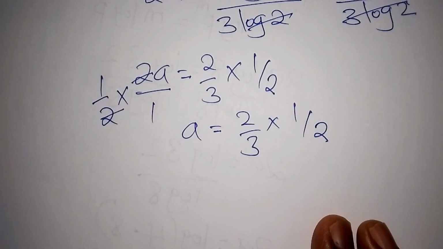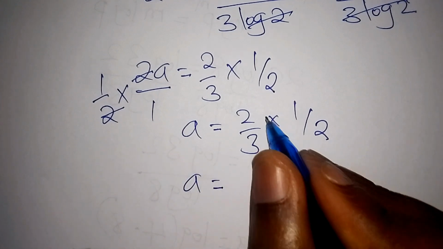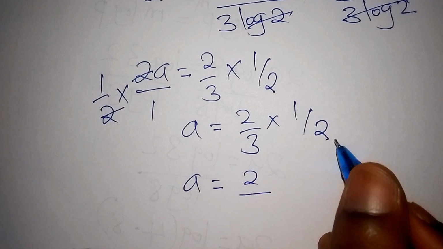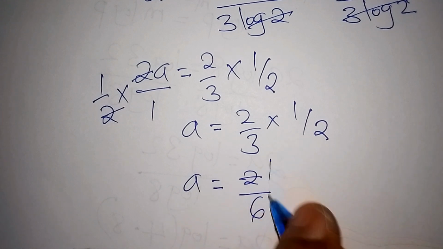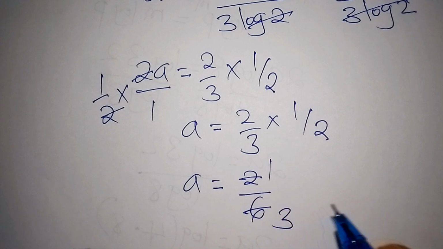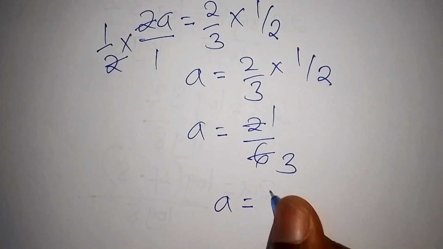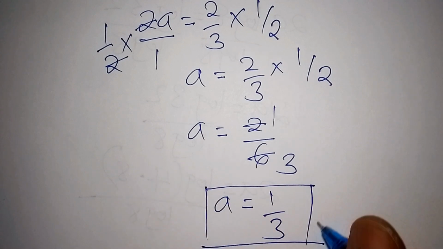So what is the result in this case? a is equal to 2 multiplied by 1 is 2, all over 3 multiplied by 2 is 6. When we cancel, 2 into 6 is 3 times. So our value for a stands to be 1 over 3, and that qualifies to be our correct answer.